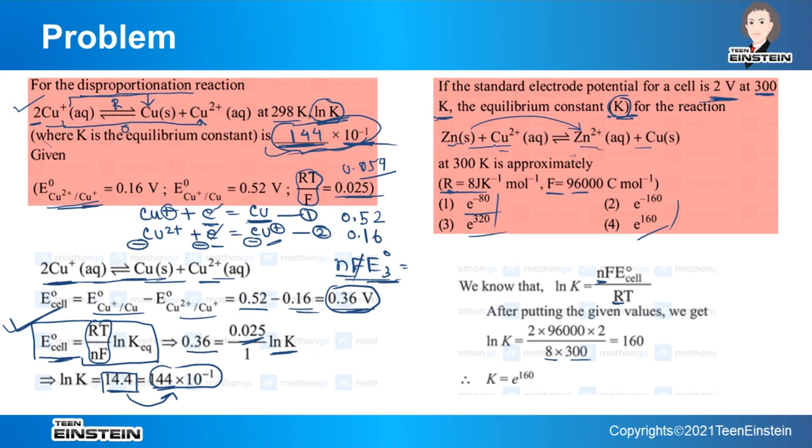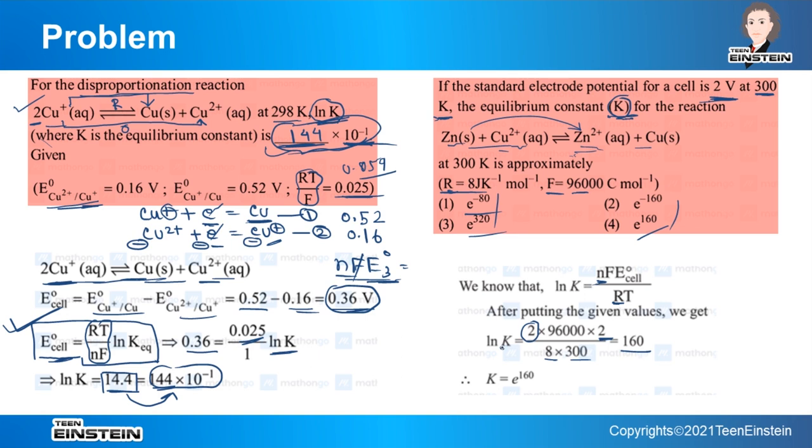It is very clear from this equation, but if you are having any trouble, then you have to write the half cell equation and then check what will be the value of N. So N value is 2 and F is 96000. E°cell is given, that is also 2 volt. So finally we are getting 160.